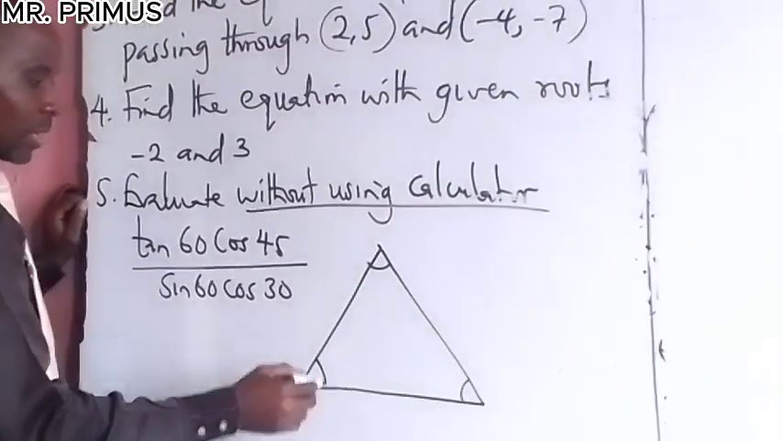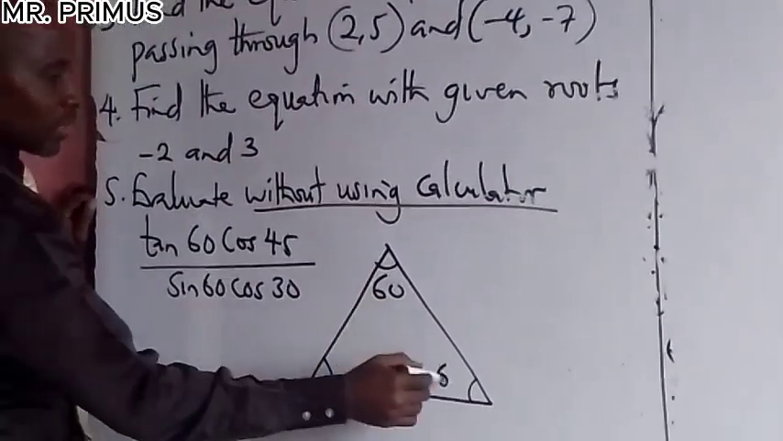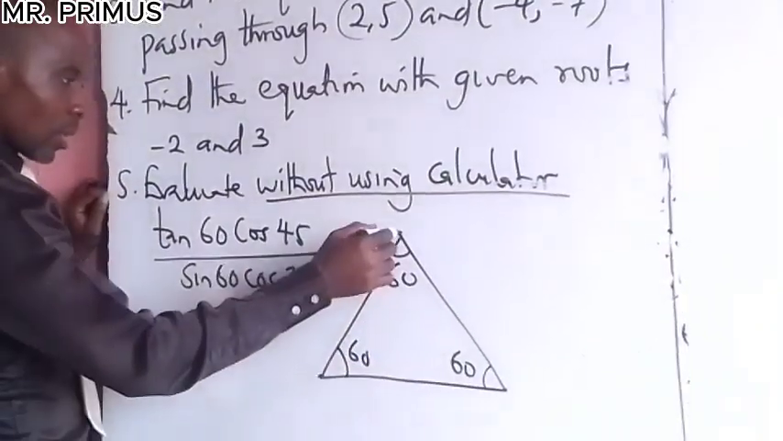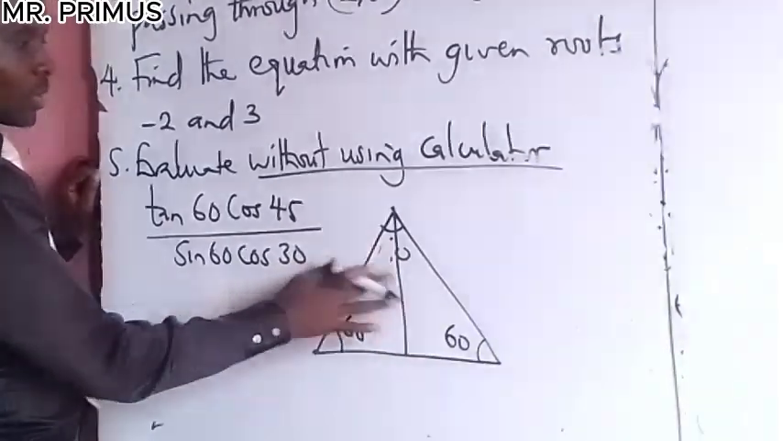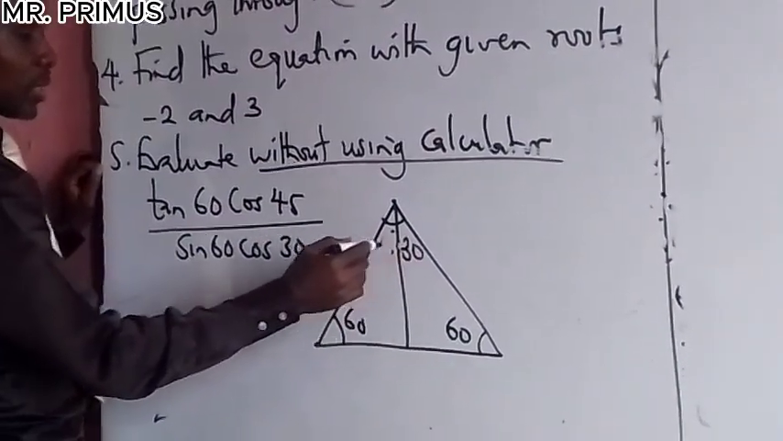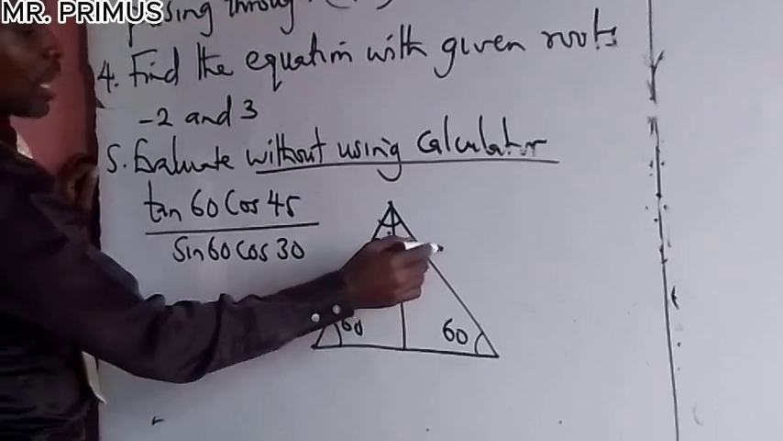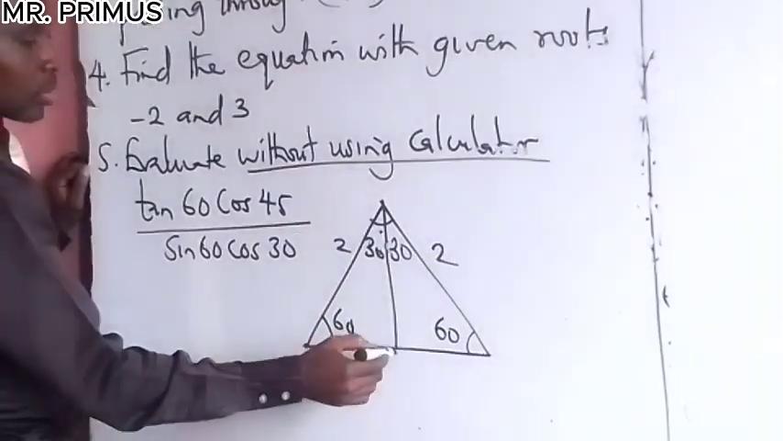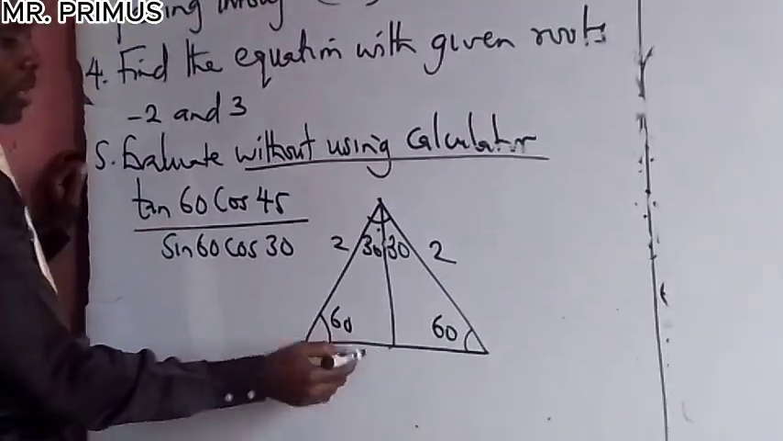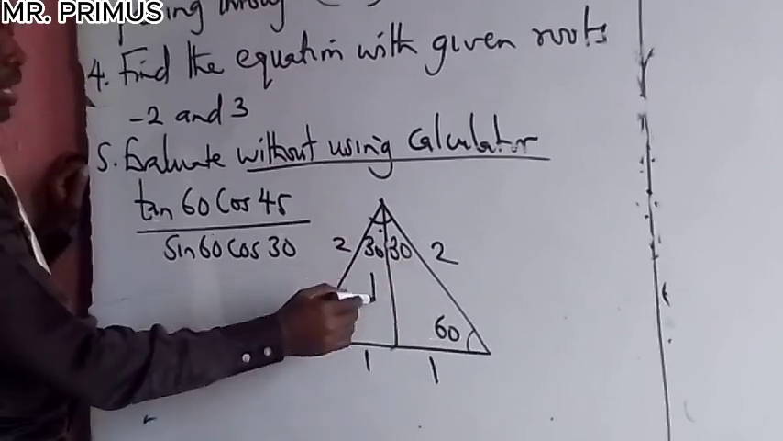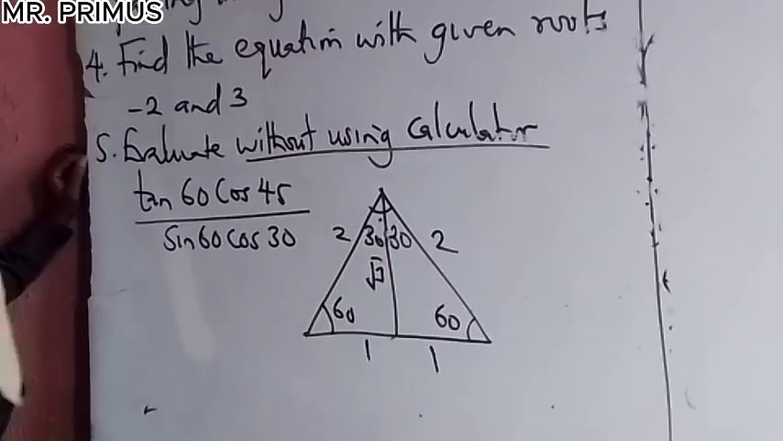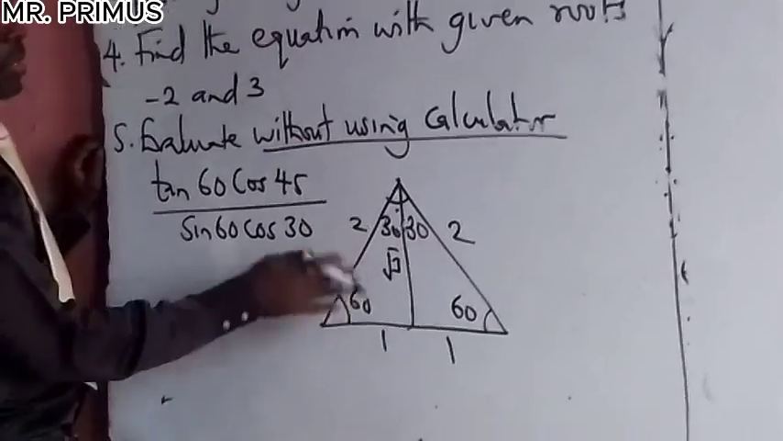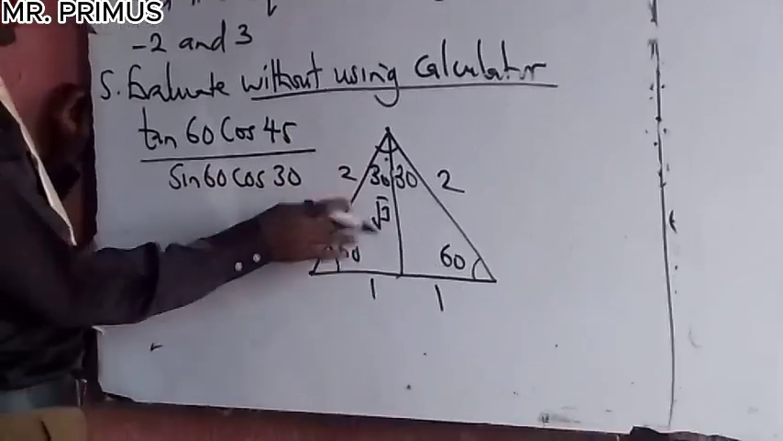So when you have something like this, 60, 60, 60, you cut it into 2 like this. What this gives you is 30, 30. You know you have 2 here, so you have cut it into 2 parts: 1, 1. By Pythagoras, this is root 3. Now it gets completed. So you can use any of the 2 sides. You can use it here.